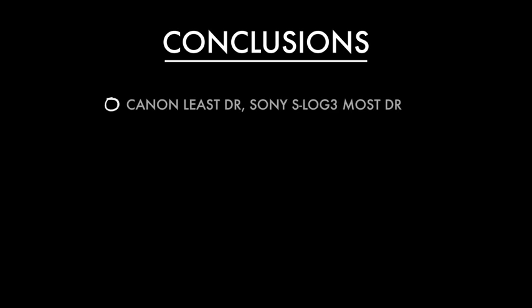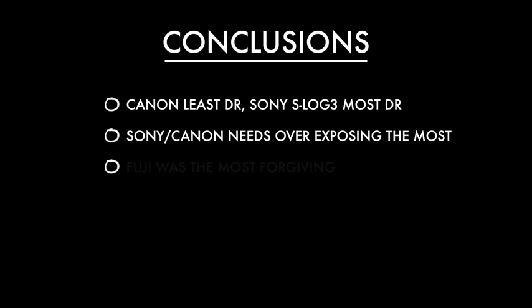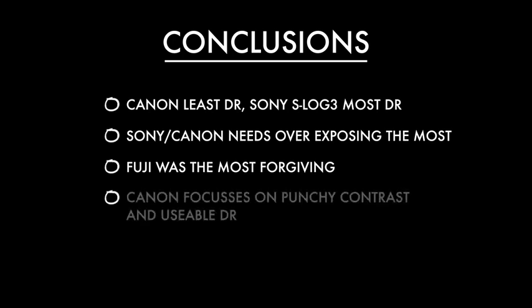So it's time to draw some conclusions from my quite unscientific testing. I'd say Canon have the least dynamic range and Sony S-Log3 obviously has the most. For me, S-Log2, S-Log3 and C-Log all need overexposing just a little bit to get the most out of the image. And on the flip side, I found Fuji F-Log to be really forgiving in the way that it needs exposing. I don't mean to disrespect Canon C-Log at all.